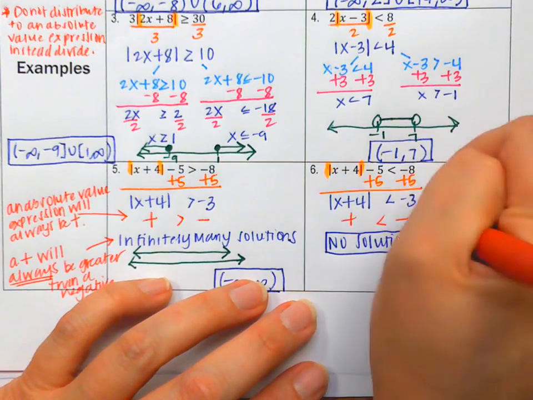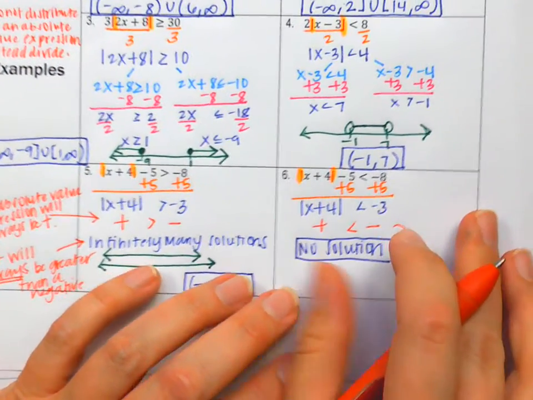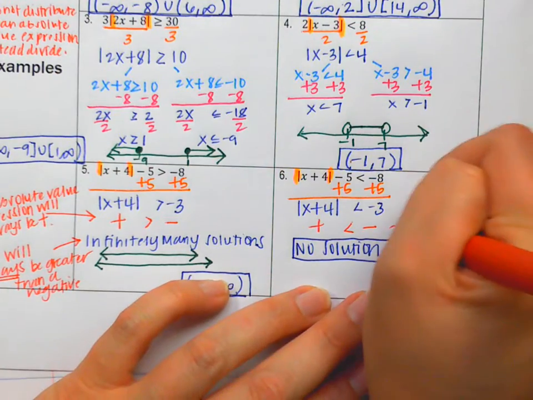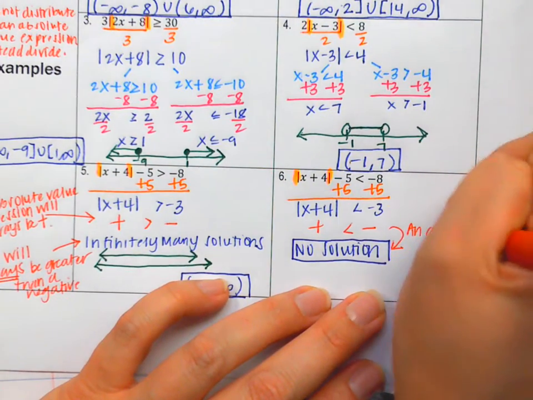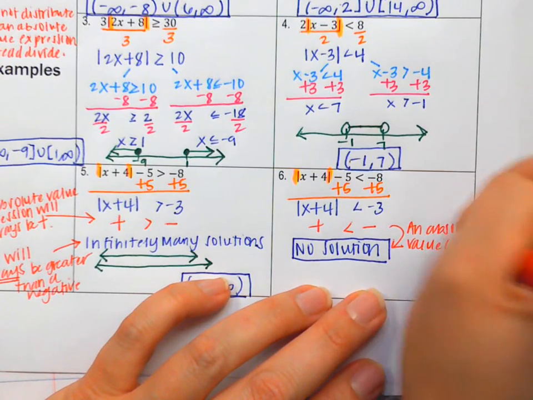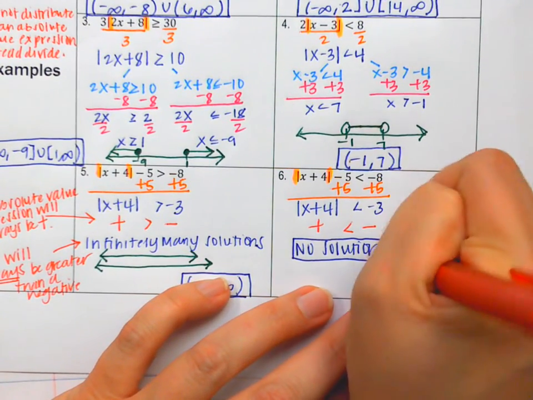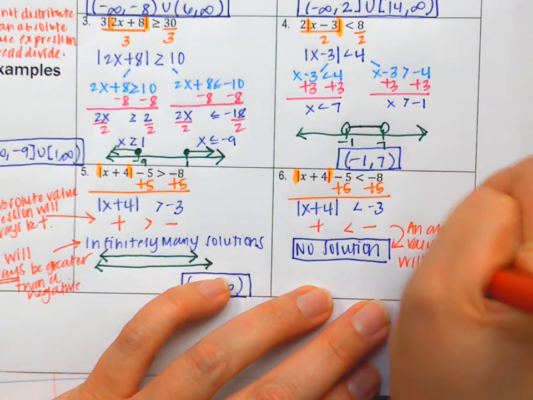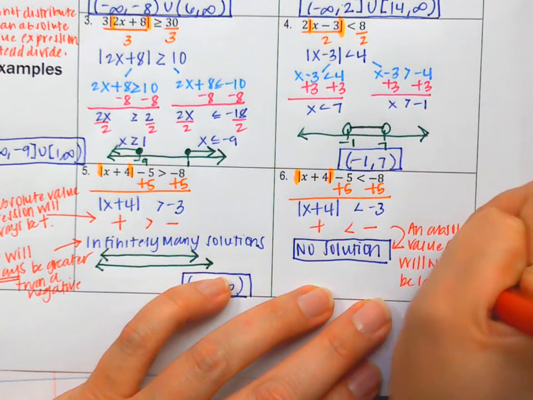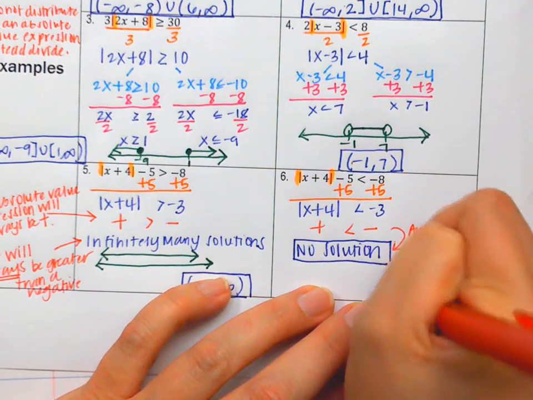So again, the reason that one is no solution is that an absolute value, which we know is positive, will never be less than a negative number.